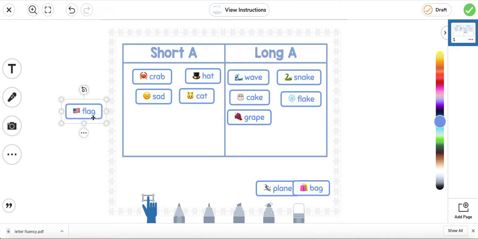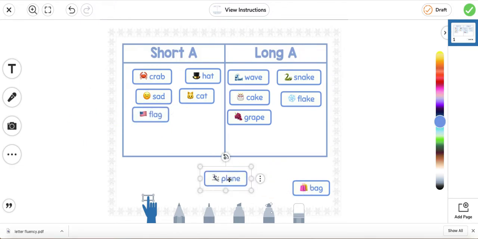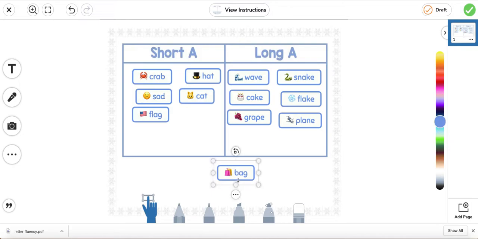Flag. Flag. Short A. Next word. Plane. Plane. Where does plane go? Long A. Last word. Sound it out for me, please. B-A-G. Bag. Where does bag go? Short A.